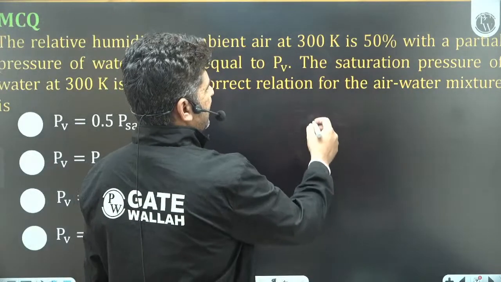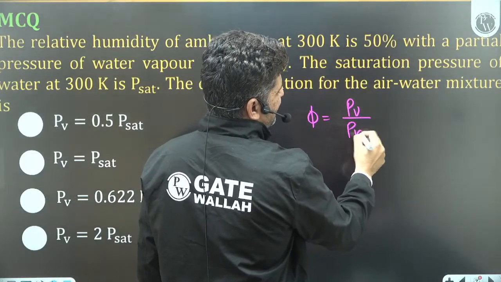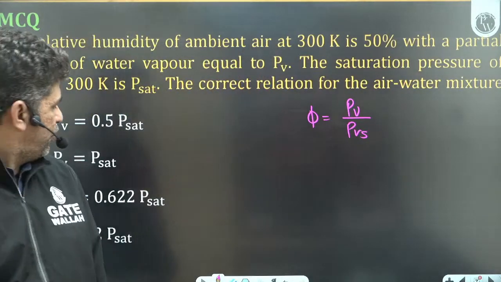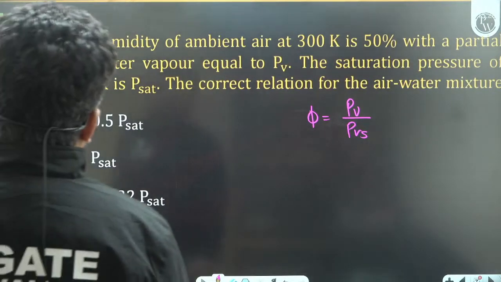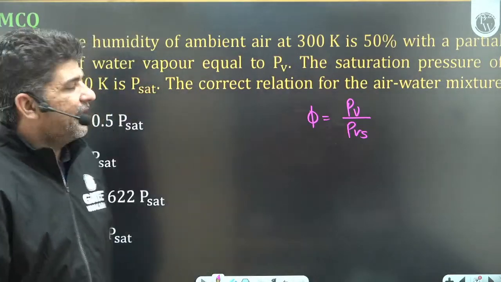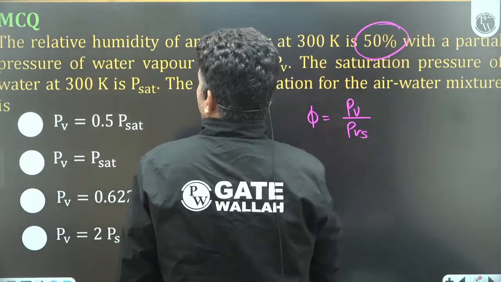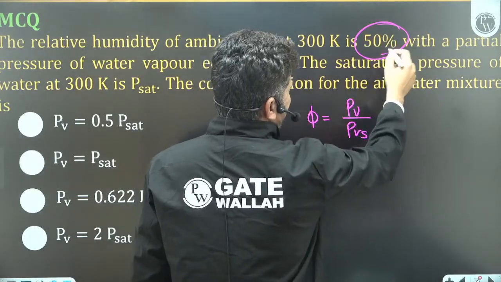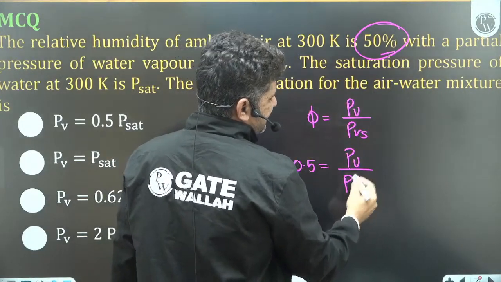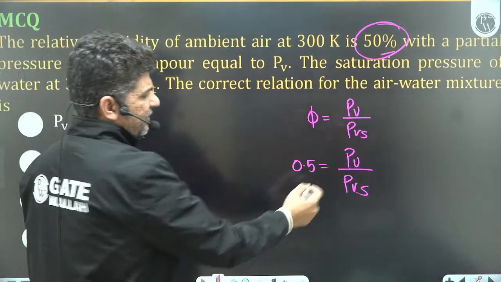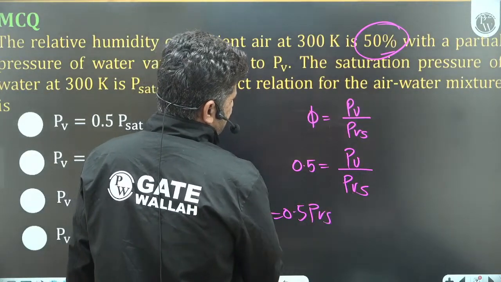So we know that for relative humidity phi, we define phi equal to PV divided by PVS. Now he has given you phi. He says the relative humidity is 50%. So 0.5 is equal to PV divided by PVS. From here, can you see PV will be equal to 0.5 PVS.